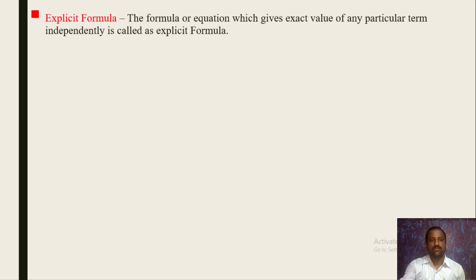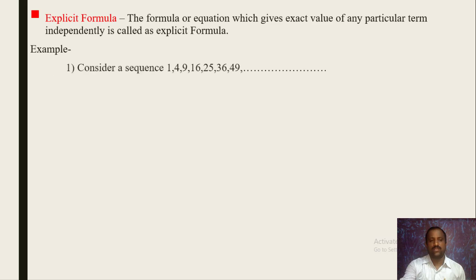In this topic we first see one definition, that is of explicit formula. The formula or equation which gives the exact value of any particular term independently is called an explicit formula. That is, the formula which gives the exact value of any particular term independently is called an explicit formula.